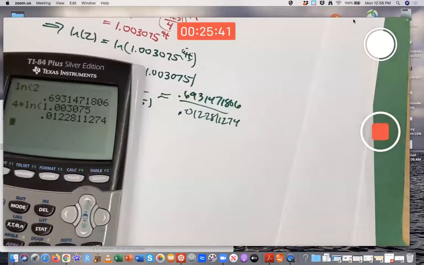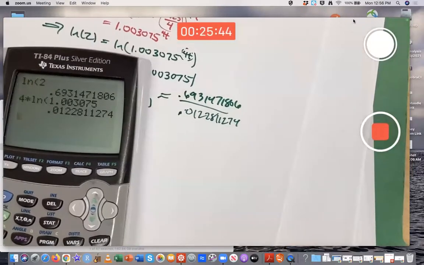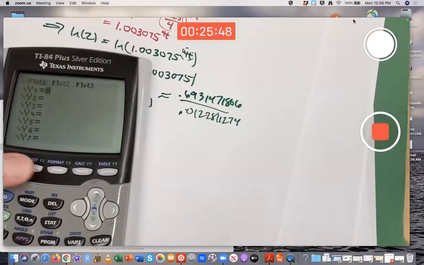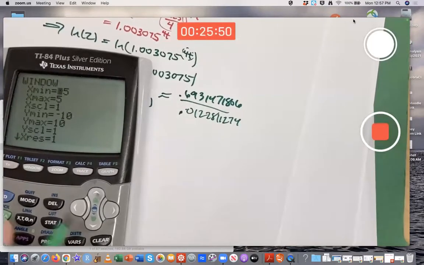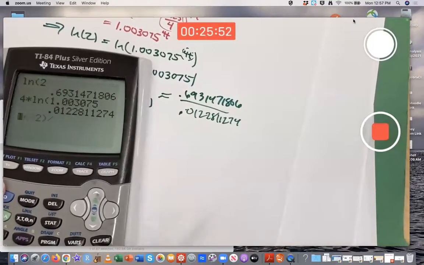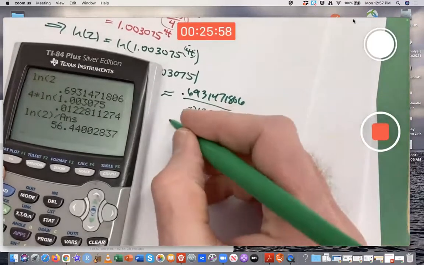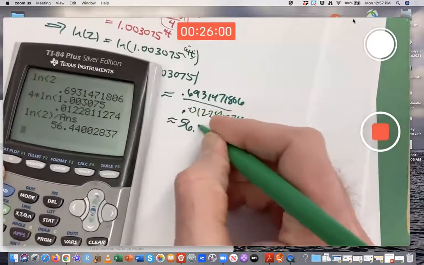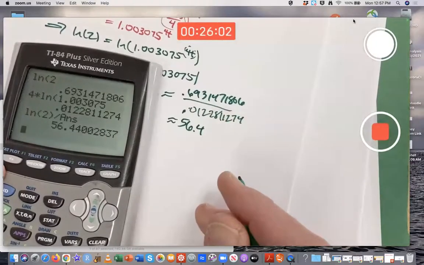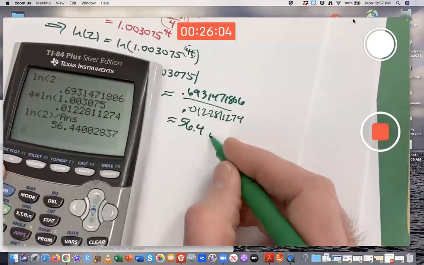I could retype in the 0.693 if I like. I can also do this ln of 2 again, and then divide by the previous answer. Oops, if I don't make a mistake. ln 2, divide by previous answer, about 56.4. Now you can round, right? You don't want to round too early because otherwise your errors propagate. And this will be years.